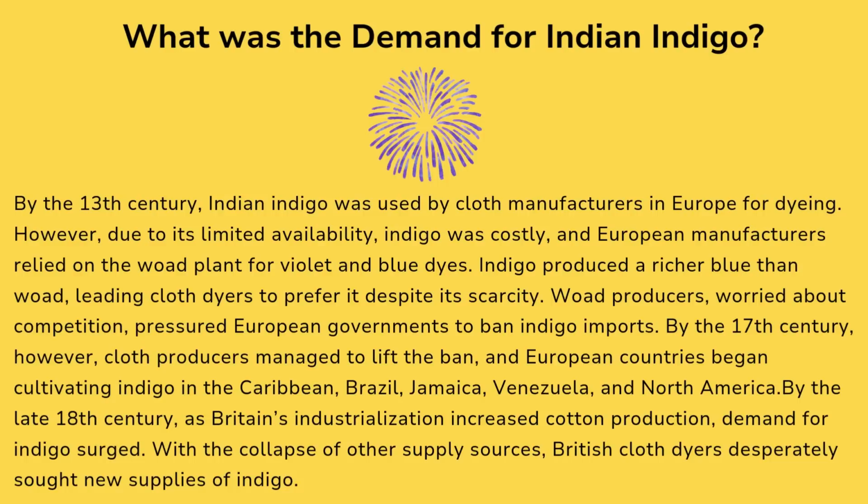By the 17th century, however, cloth producers managed to lift the ban, and European countries began cultivating indigo in the Caribbean, Brazil, Jamaica, Venezuela, and North America. By the late 18th century, as Britain's industrialization increased cotton production, demand for indigo surged. With the collapse of other supply sources, British cloth dyers desperately sought new supplies of indigo.